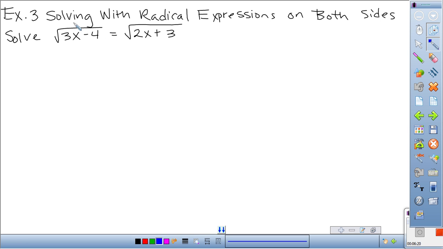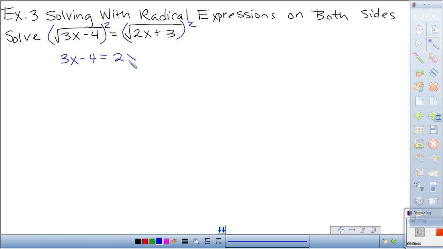Okay, example 3, solving with radical expressions on both sides. So here our radicals are already isolated. We just need to get rid of them. So again, the opposite of square rooting is to square. Remember, whatever you do to one side, you have to do to the other, which is great because squaring both sides gets rid of our radicals on both sides. So those radicals and the square rooting and the square, those cancel. So I have 3x minus 4 equals 2x plus 3.